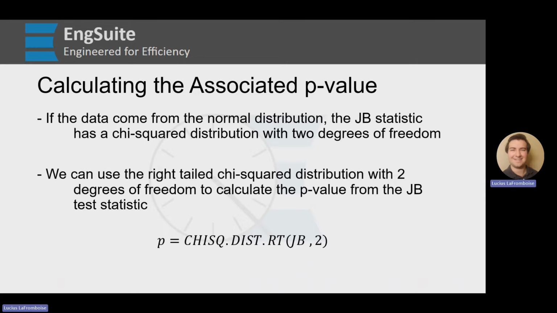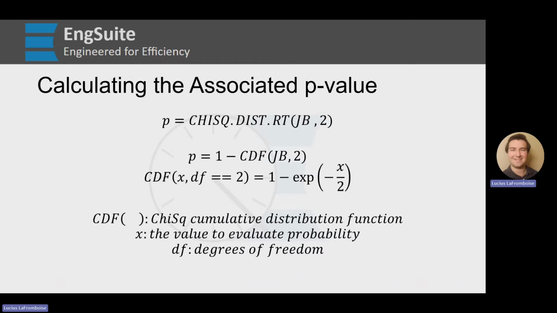So if the data come from a normal distribution, then the JB test statistic has a chi-squared distribution with 2 degrees of freedom. And this is really helpful because we can use the right-tailed chi-squared distribution with 2 degrees of freedom to calculate the p-value from the Jarque-Bera test statistic because we're testing for the normal distribution. Which means in Excel and Google Sheets, it's as simple as using a chi-sq.dist.rt of your JB and 2 degrees of freedom.